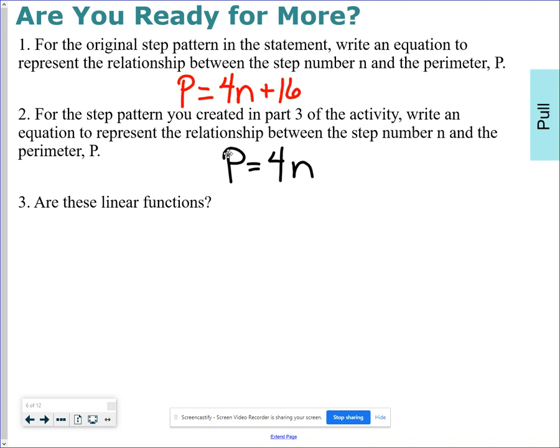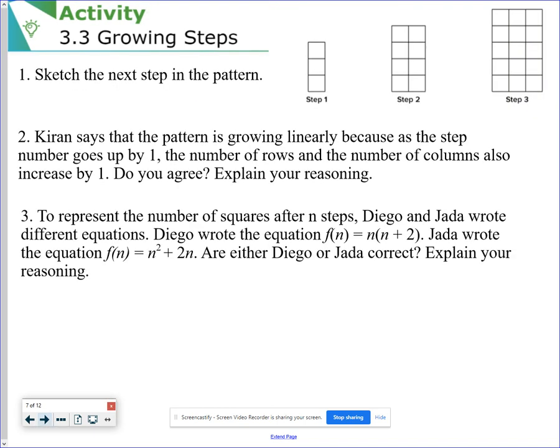Now, are these linear? Well, yeah, these look like slope-intercept form, right? Instead of p's and n's, what if I had y equals 4x plus 16, or just, sorry again, y equals 4x. Those look like slope-intercept form, so these are linear. They have a constant rate of change. They're always increasing by the same amount every single time.